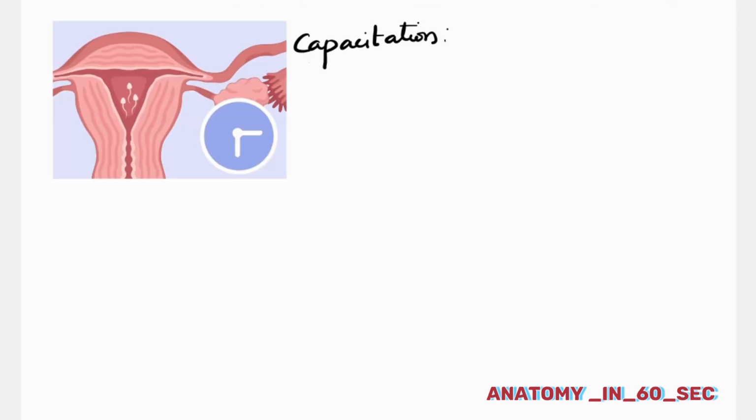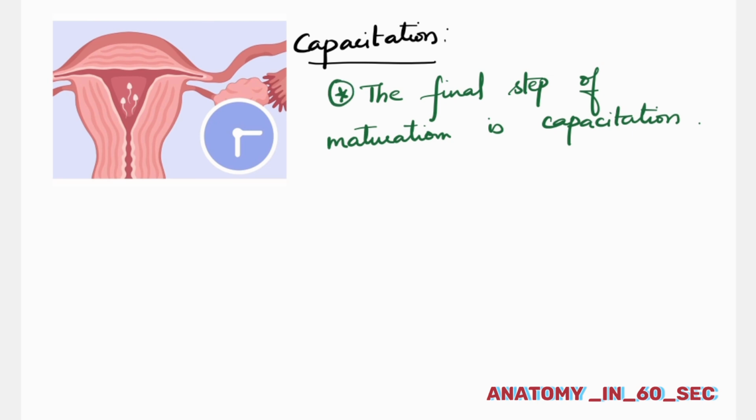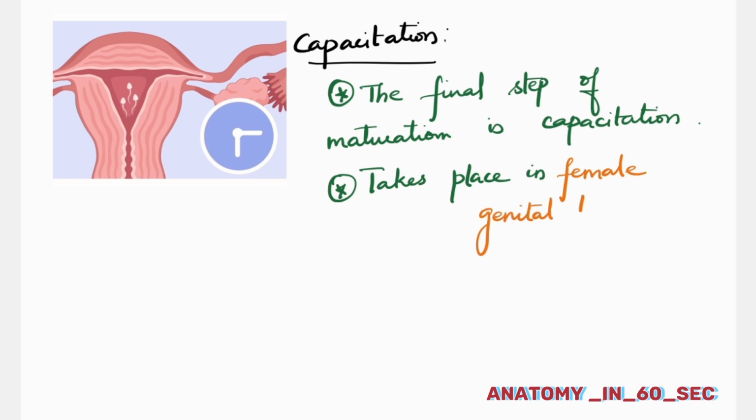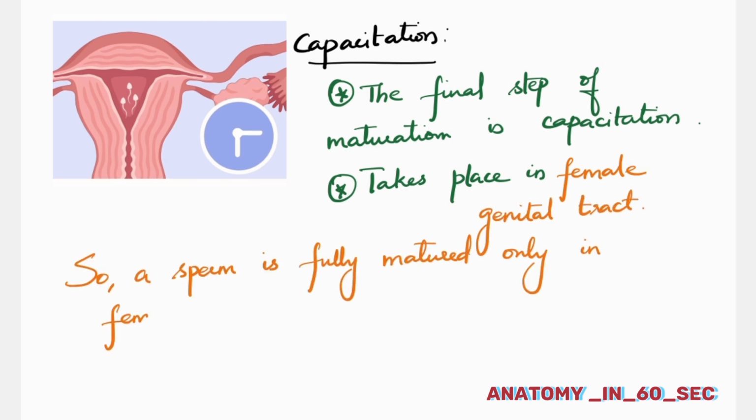Then what is capacitation? The final step of maturation of a sperm is known as capacitation. This process of capacitation takes place only when the sperm is ejaculated into the female genital tract. So, a sperm is fully matured only in the female genital tract.